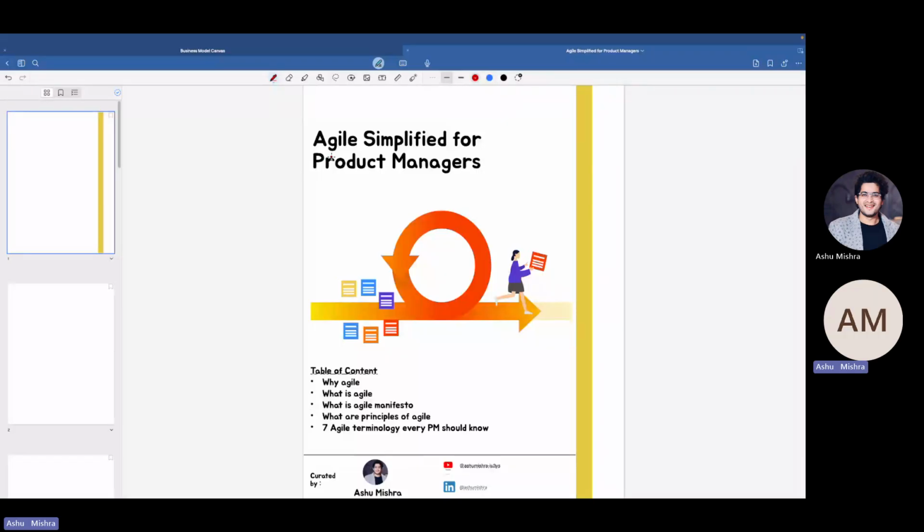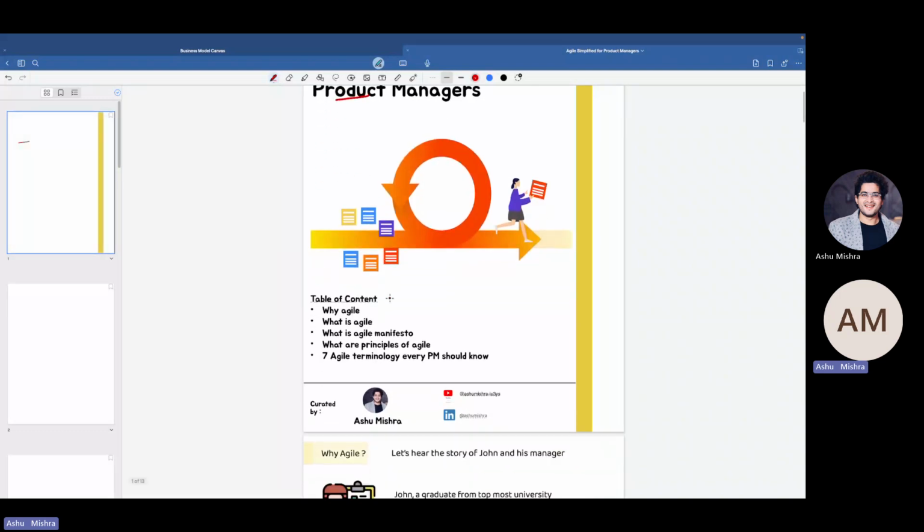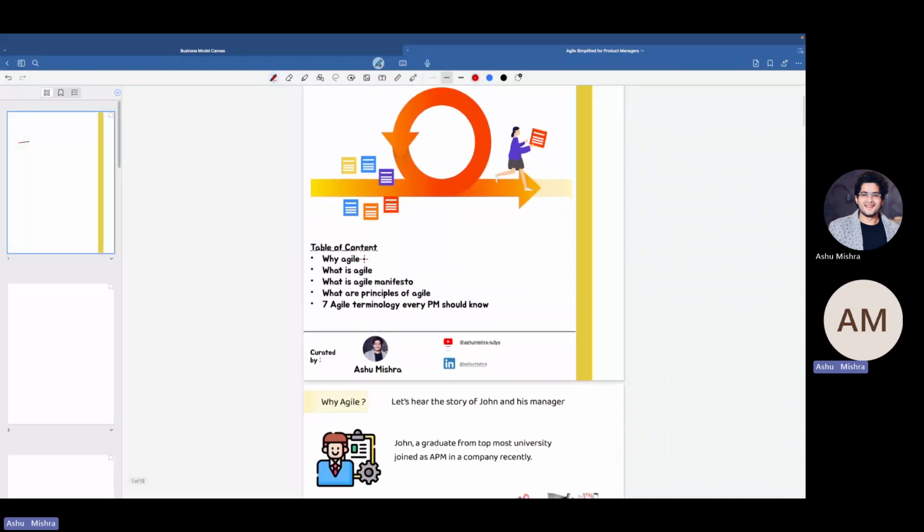Yes. So today we are going to discuss a very interesting topic called Agile Simplified for Product Managers. So what are we going to cover in this lecture? First of all, we will see why Agile is required. Then we will go to what is Agile.